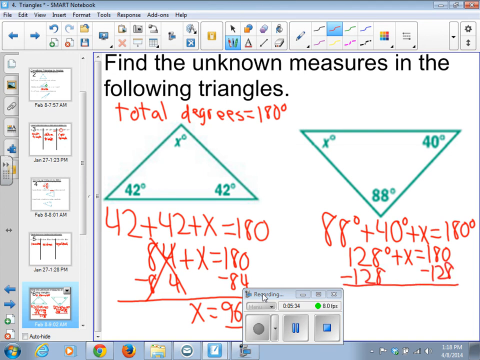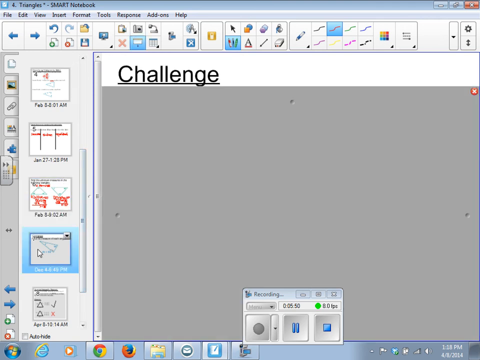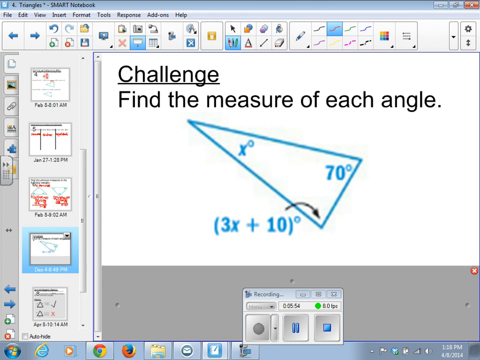Leaves us with x equal to 52 degrees. So finding unknown measures. Not too difficult as long as you remember that all triangles add up to 180. So since that one seemed kind of easy, or those two did, let's step it up a little bit. We have a challenge problem. Get those fun variables involved here.